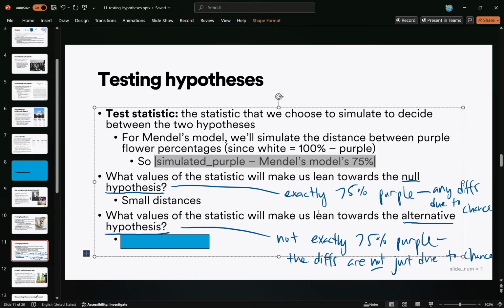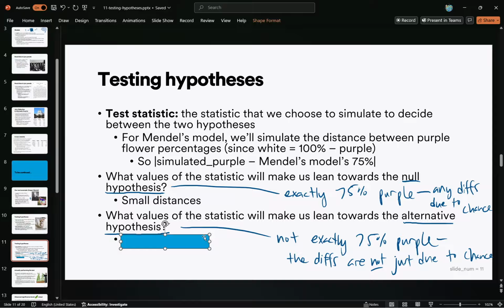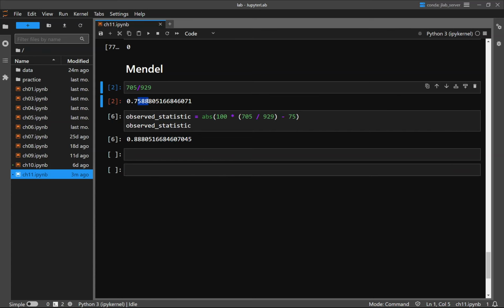But if the model is not correct, that means these simulated values are going to be a little bit bigger or different to 75, right? Could be 65, could be 85, could be something farther away. If we make some simulations, and we see that these numbers are large, these distances are large, then that would lean towards the idea of 75% is not the right number. Maybe it was bigger, right? He saw 75, 88, maybe it was supposed to be 76 or something, right?